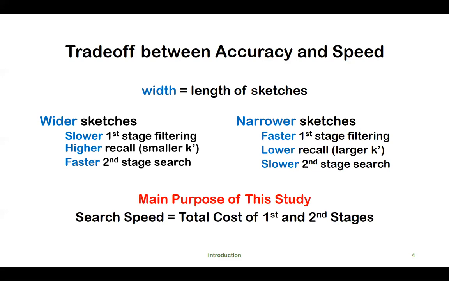The main purpose of this study is to increase the search speed, that is, reduce the total cost of the first and second stages. If we want to speed up only the second stage, we can use a wide sketch, but doing so slows down the first stage. In this way, the balance between the first and second stage is important.